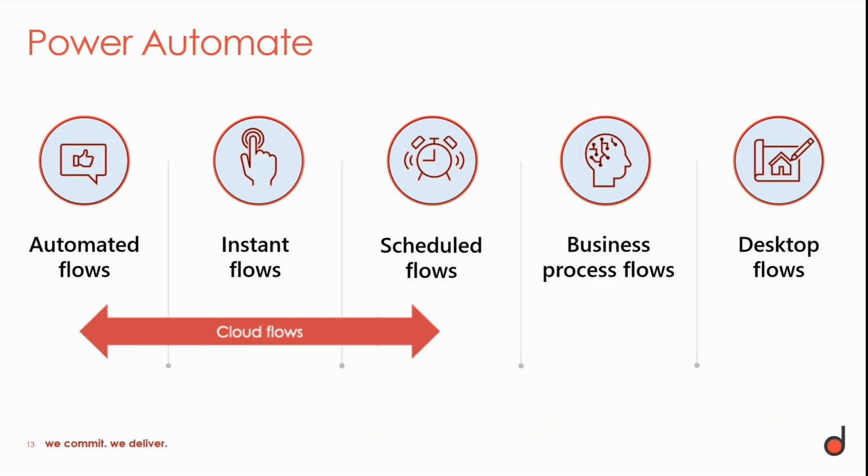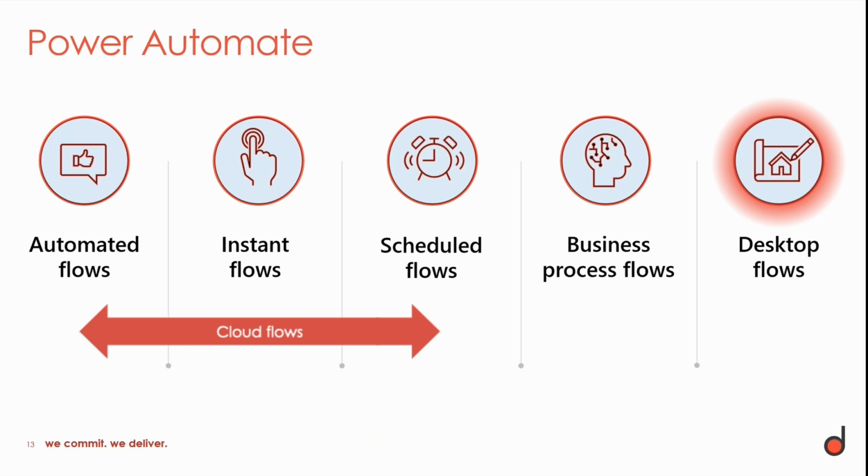And then finally, desktop flows. Desktop flows are used for systems that you don't necessarily have connectors for. You can use desktop flows to scrape data from a website. You can also use them to access systems that might be on a standalone PC, and you can actually get it to record your actions.